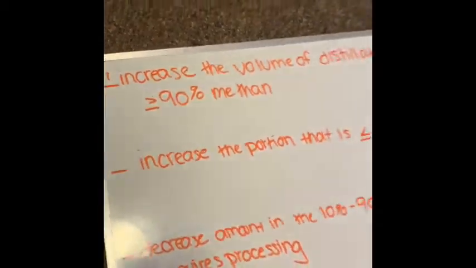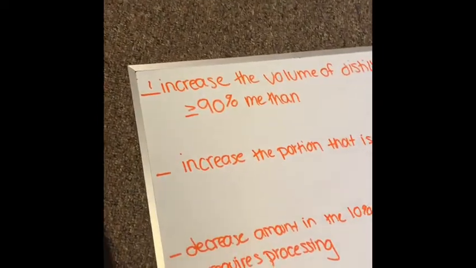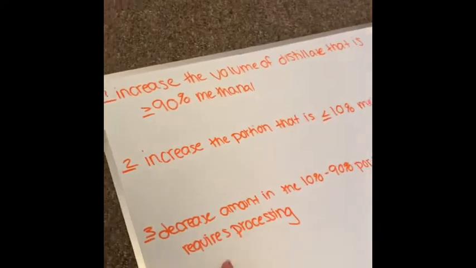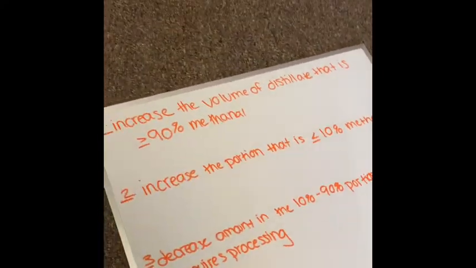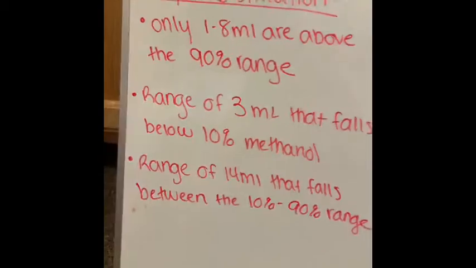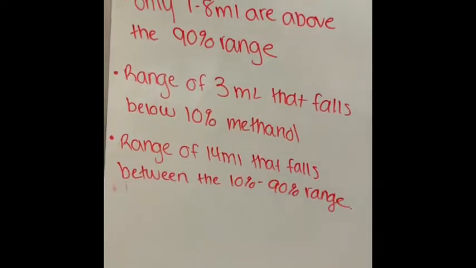Our first one is to increase the volume of distillate that is greater than or equal to 90% methanol. Our second one is to increase the portion that is 10% methanol. And our third objective is to decrease the amount in the 10% to 90% portion of methanol because it requires processing. So as you can see here, I have laid out what is currently going on in our system.